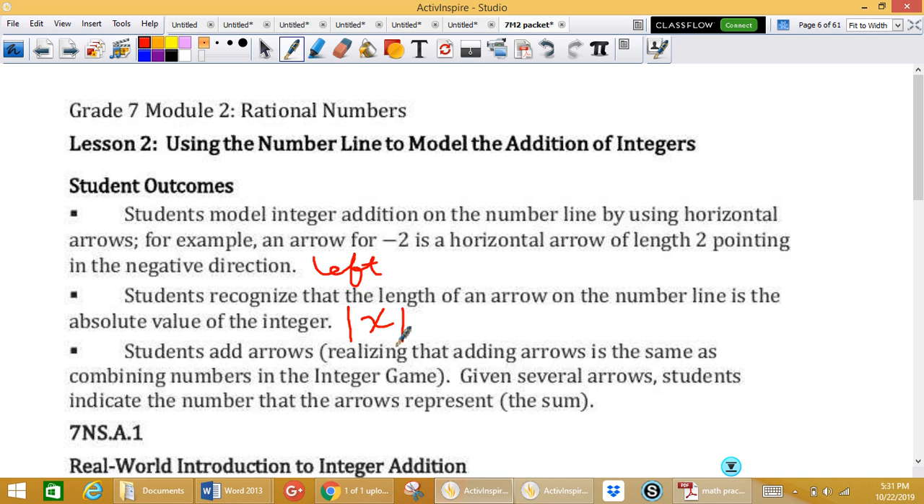Students add arrows, realizing that adding arrows is the same as combining numbers in an integer game. Given several arrows, students indicate the number that the arrow represents, the sum.